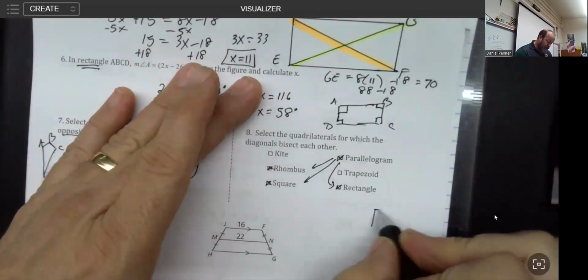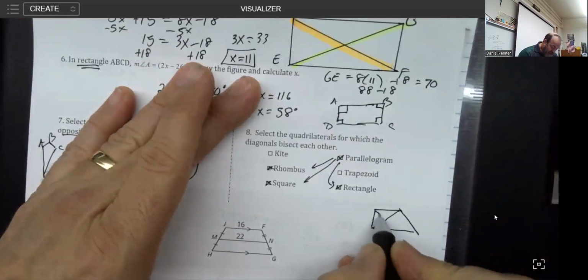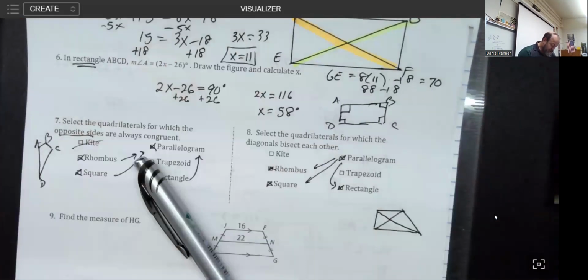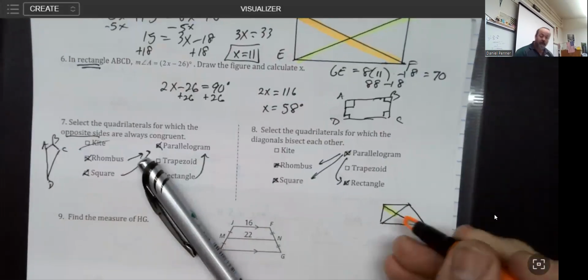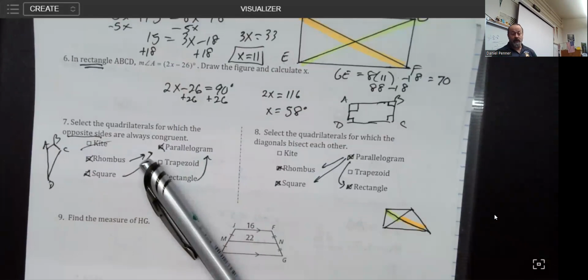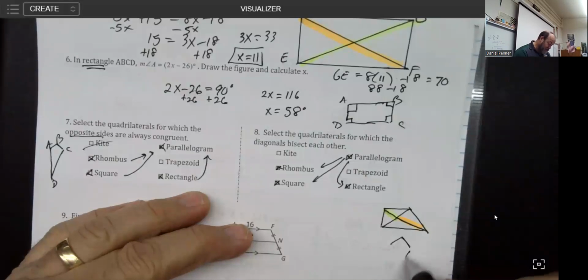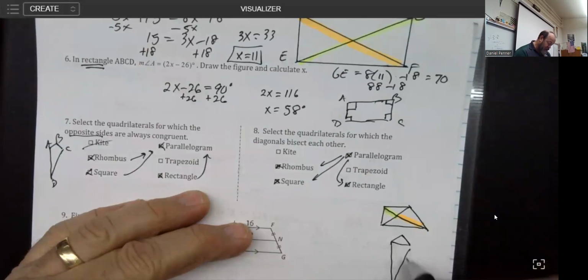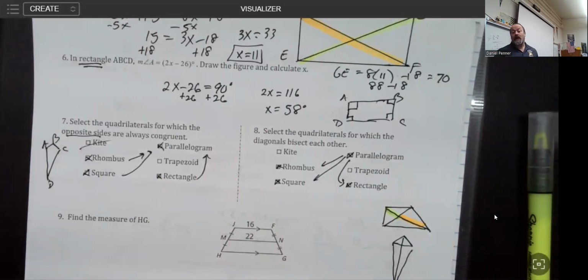But if we drew a trapezoid like this, and we drew this guy in and this guy in, well, when I look at this, does this part of this diagonal look the same as this part? Well, I would definitely say that does not appear to be the case. And I drew a kite just a minute ago, but when I draw this diagonal, this one got bisected, but that one did not. So it turns out the answers for 7 and 8 are the same answer.